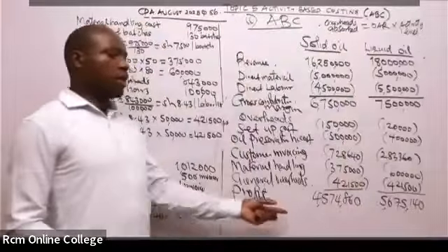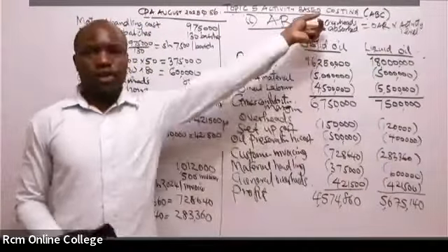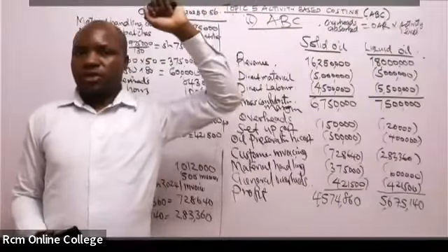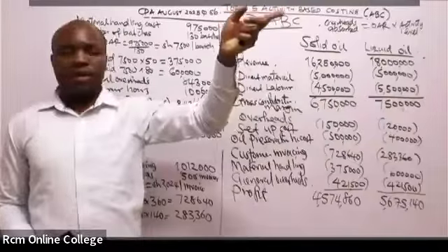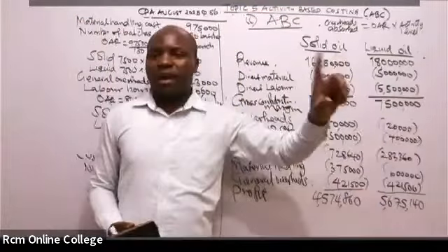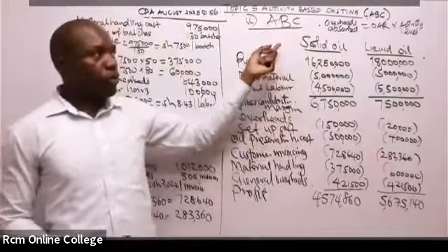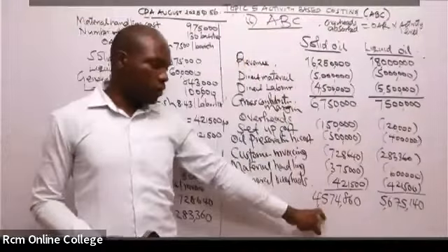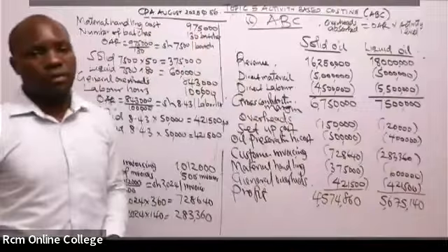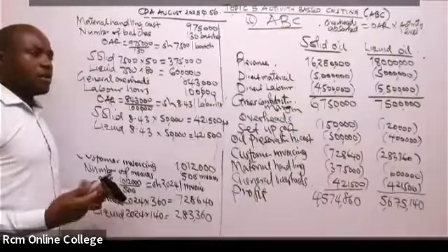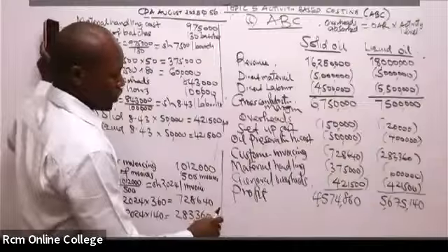Good. So if you can recall, the other one you are getting using traditional, you are getting 4750, right? Then this other one you're getting around 5500. But now using this method, the ABC method, 4574, 5675. Good.